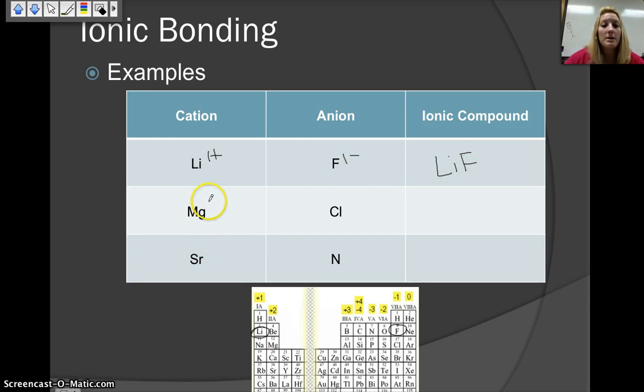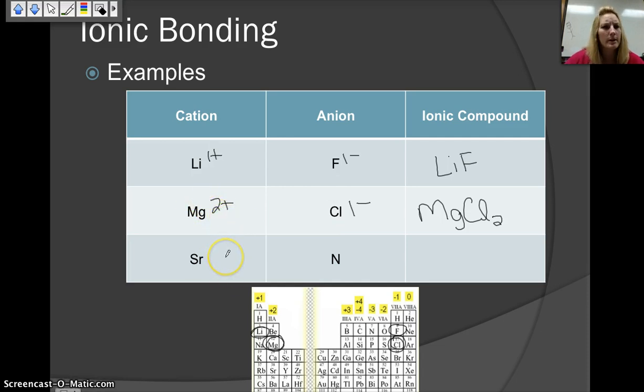Magnesium. Magnesium, if we find it on the periodic table, has a 2 plus charge, just in the second column. And chlorine, over here, has a 1 minus charge. So a 2 plus and a 1 minus. So in order to get these to balance out, we need 2 of these. Now remember, when we have multiple atoms, it goes in the subscript below. So we need 1 magnesium and we need 2 chlorines. So MgCl2. 2 of these equals a 2 minus and a 2 plus, cancel each other out.